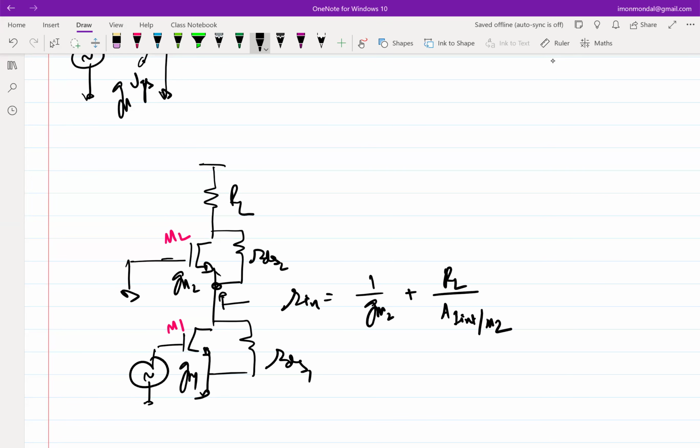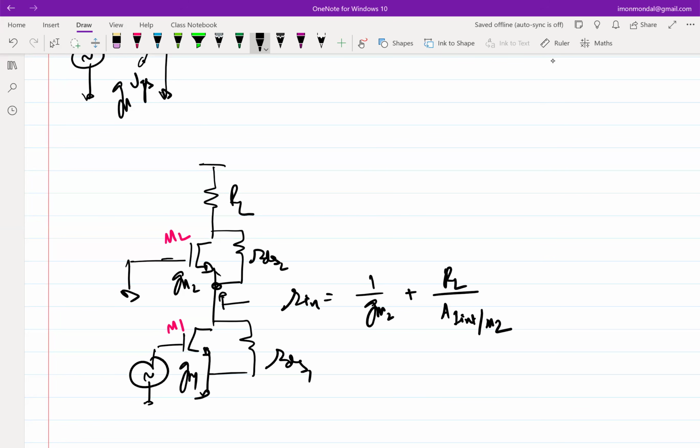You have done it multiple times, but in the presence of RL, it seems like the Rin becomes 1 over gm2 plus an attenuated version of RL. And that's good. We have been able to reduce the effect of RL at that particular node. Okay. So if you choose the intrinsic gain to be decent, to some extent, intrinsic gain can be in your control. We'll see how later on.